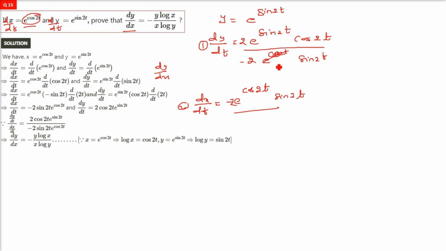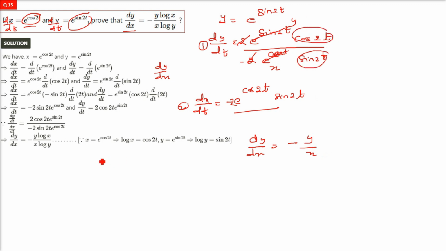e raise cos 2t is x. e raise sin 2t is y. So in this place you can write y and x, because this is the question. In the question it is given already. How about cos 2t and sin 2t? Because we cannot have a t on the right. We have already come till this point: negative y by x and cos 2t and sin 2t.